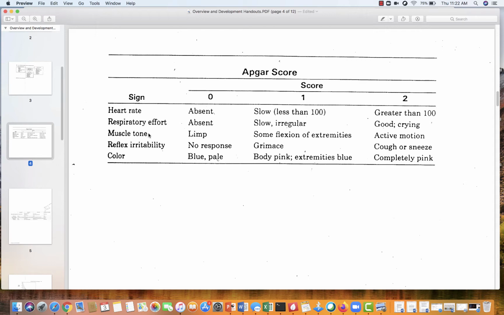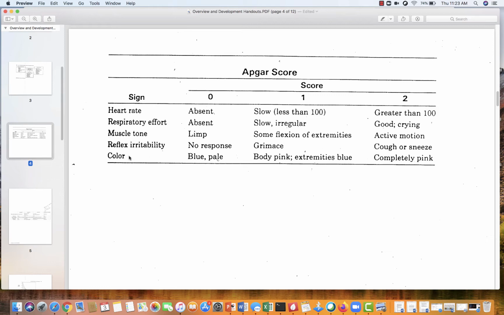Okay, so for muscle tone of the newborn, if the newborn is limp, that would be a score of 0. If there's some flexion of the extremities, which should be expected, flexion of the extremities you should see, would be a score of 1 if there's only some flexion. And then active motion is ideal, that would be a score of 2. For reflex irritability, and typically they evaluate this by using the suction bulb within the nose. If there's no response, that'd be a score of 0. If there's just a grimace, that'd be a score of 1. And if there's a cough or sneeze or crying, that would be a score of 2.